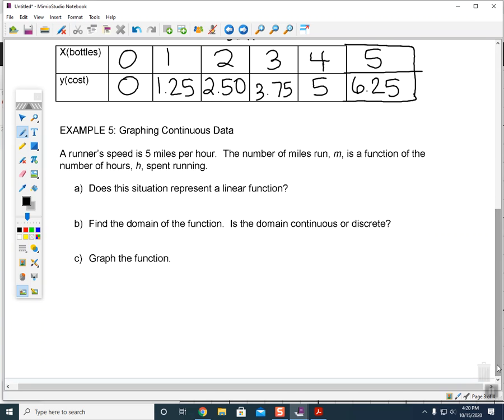Okay, our next example, a runner's speed is 5 miles per hour. The number of miles run, m, is a function of the number of hours, h, spent running. How does this situation represent a linear function? Well, linear functions, we remember, have constant rates, right? It's always going at a constant rate. This is telling me that my runner is running 5 miles per hour. That's a constant rate, right? So yes, this is a linear function because it's a constant rate.